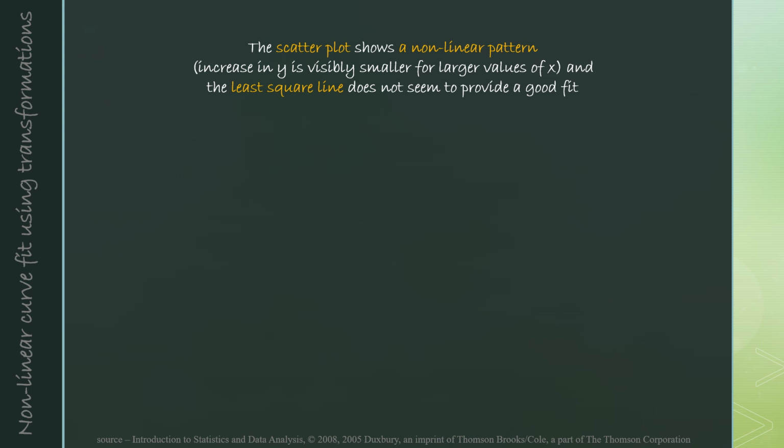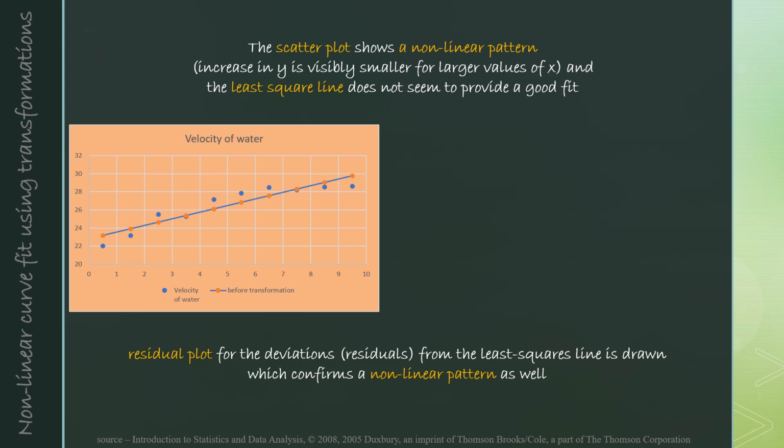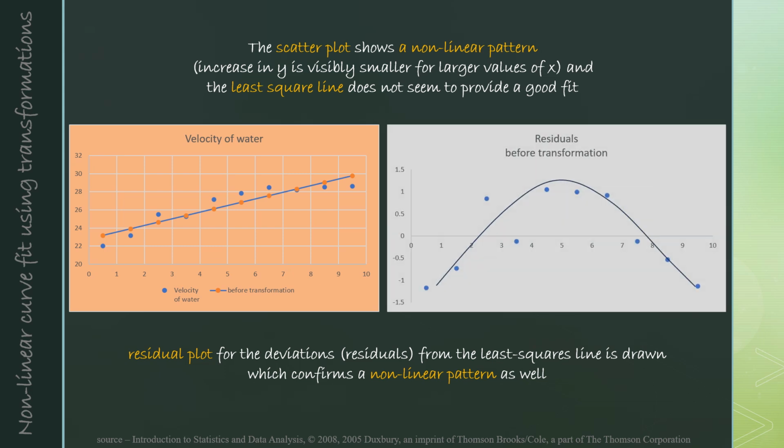The scatter plot shows a nonlinear pattern. Increase in y is visibly smaller for larger values of x, and the least squares line does not seem to provide a good fit. A residual plot for the deviations, that is residuals from the least squares line, is drawn, which confirms a nonlinear pattern as well.